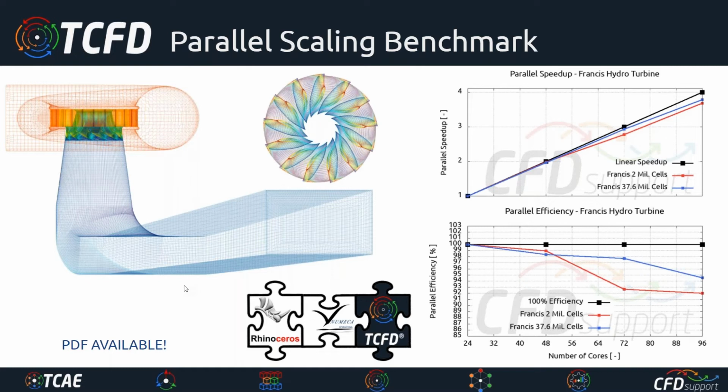On the right hand side, you can see the major figures. You can see the speed up is almost linear, and the parallel efficiency is very high on our little cluster we have here at CFD support. This study clearly proves that TCFD has very high scaling efficiency, and it's great for large simulations on multiple processors. And again, the details of this benchmark, the hardware and the setup and everything, is available in the PDF.